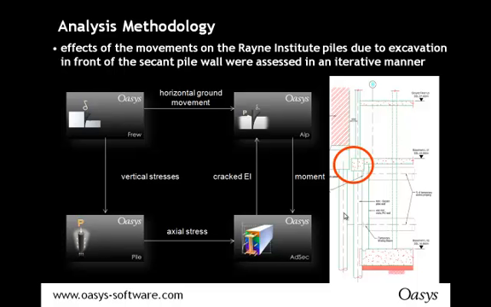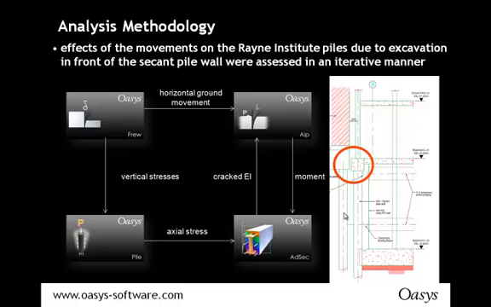So if we just look at this here, what was done by the Arup engineers was that they started with the Wall analysis, and out of the Wall analysis they got the horizontal ground movements, which were applied within ALP on the Rayne Institute piles, and then they got the vertical stresses, which were applied within Pile to calculate the settlement and look at the settlement analysis. And then the vertical stresses went on to calculate the axial stress.